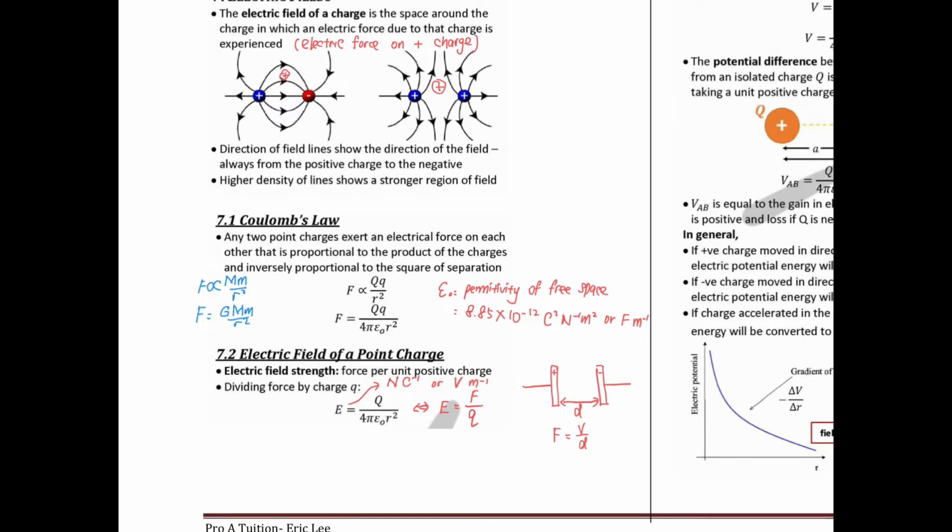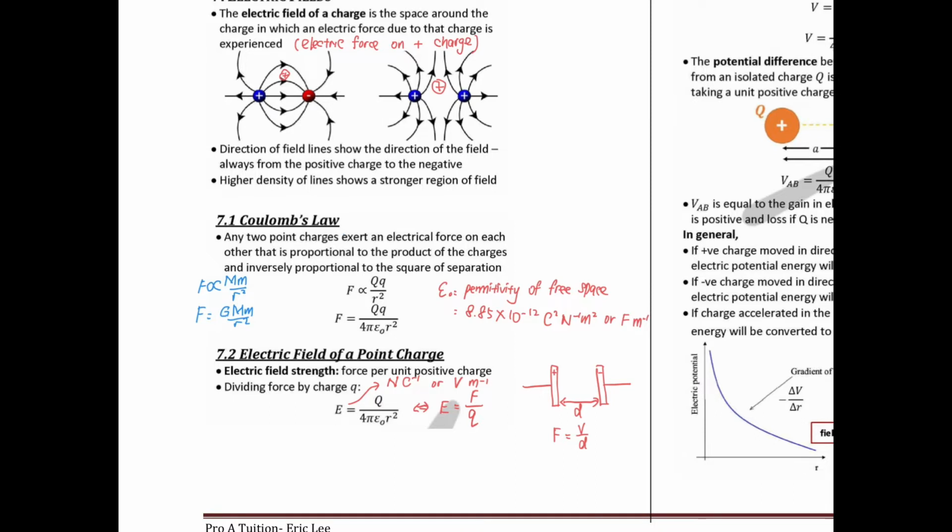But now we don't use the electric plate formula so much. We focus on a point charge, a point charge, something like this. One point with charge, and then the formula that we use is this: E equal to Q over 4 pi epsilon naught R square.